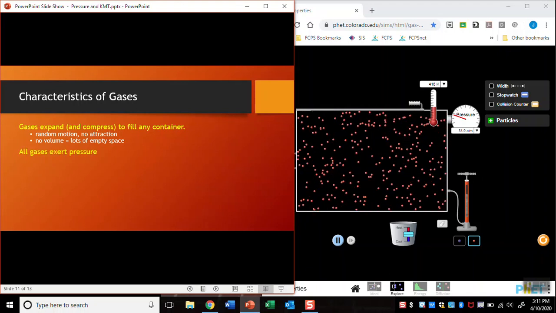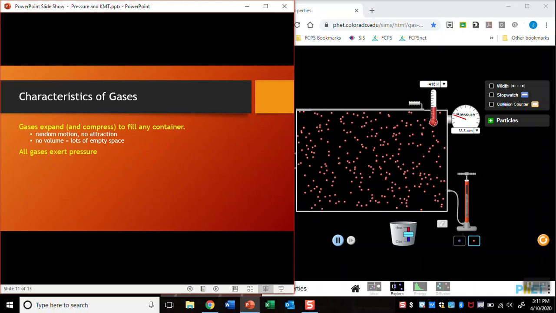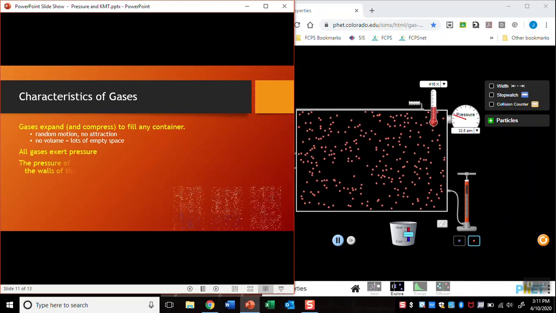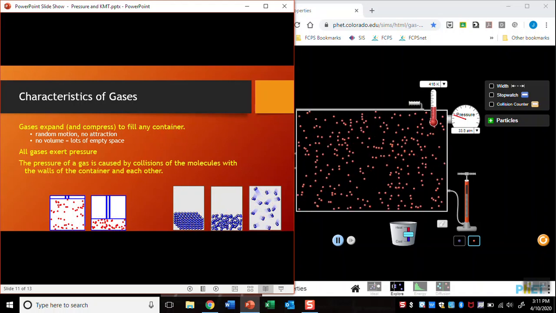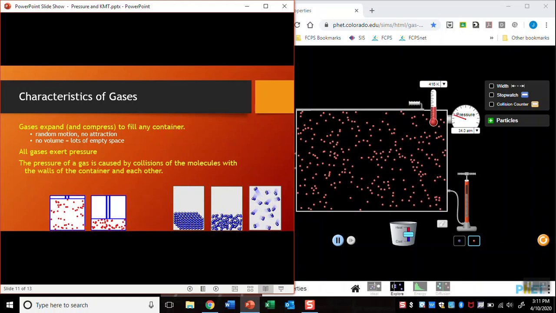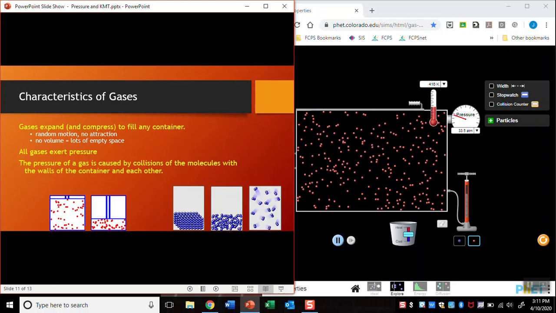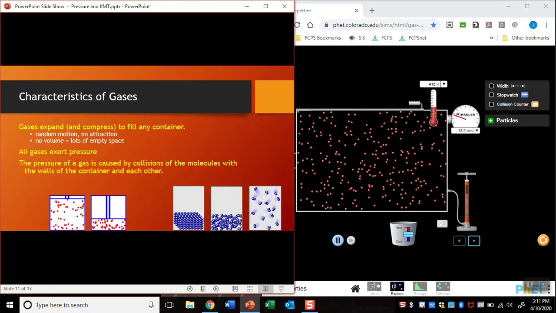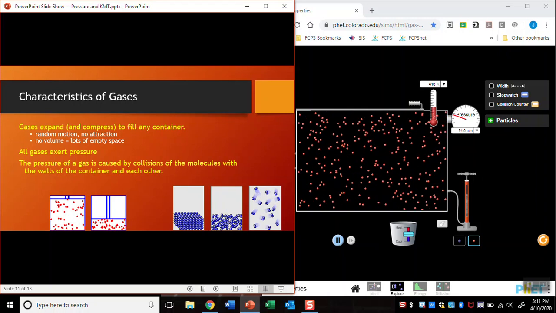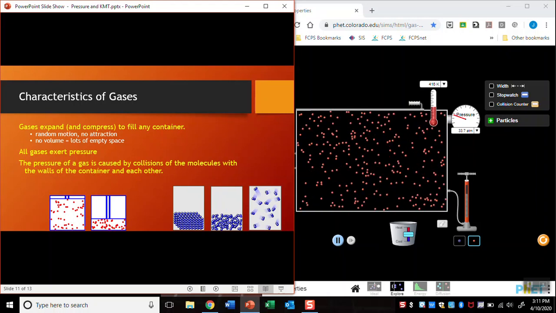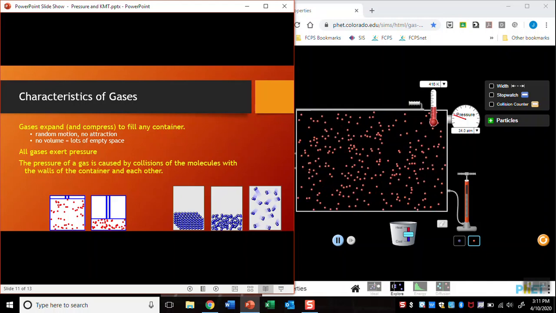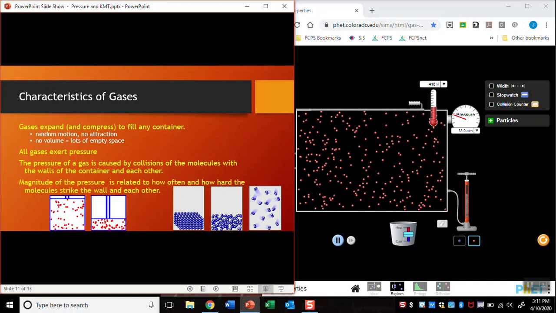All gases exert pressure. And we talked about how pressure is created by these collisions, the collisions of these gas particles on each other, and the collisions of the molecules with the walls of the container. And that is how pressure is created, okay? So more collisions, more pressure. Less collisions, less pressure, okay? So keep that in mind.